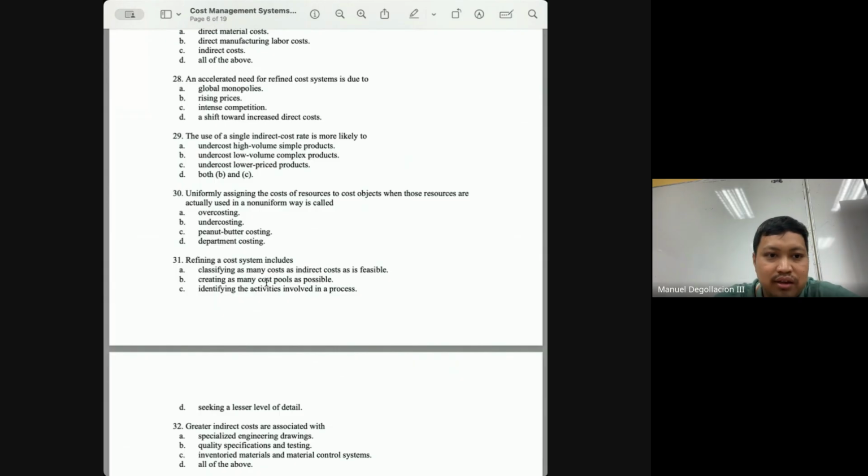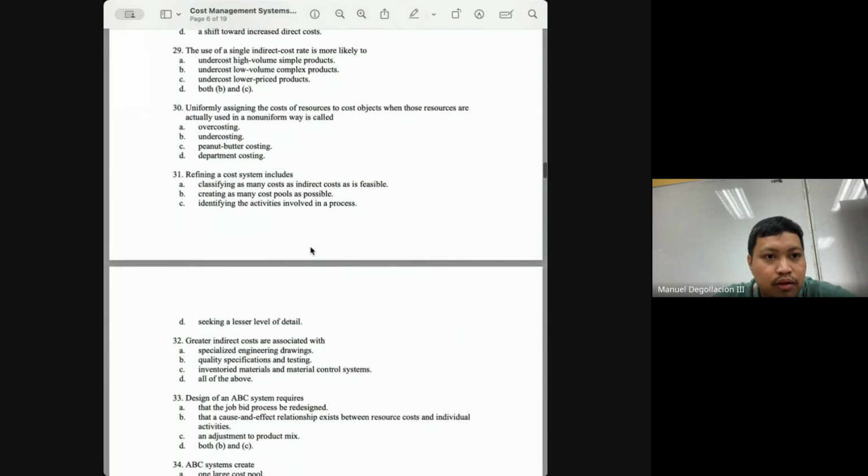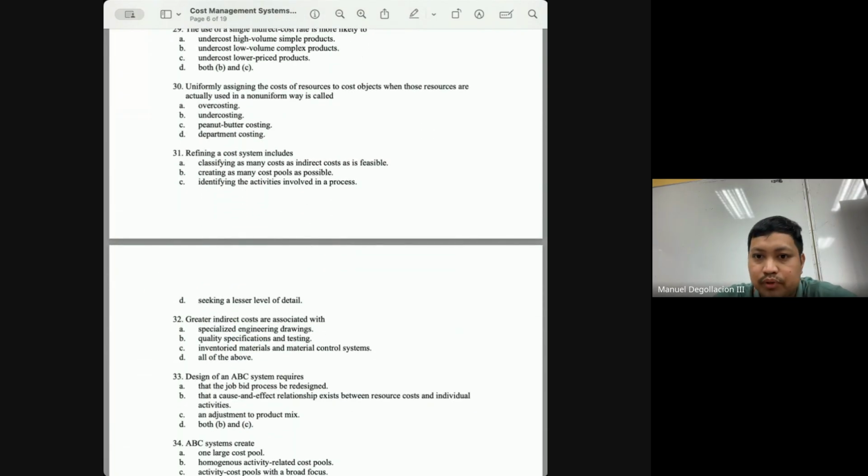Number 30, uniformly assigning the costs of resources to cost objects when those resources are actually used in a non-uniform way is called, I'm sure you've heard of this, class, peanut butter costing. 31, refining a cost system includes letter C, identifying the activities involved in a process.